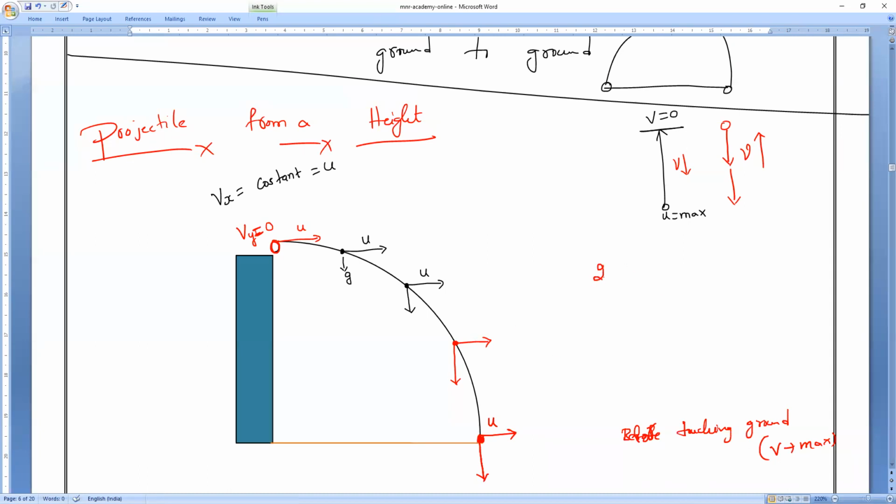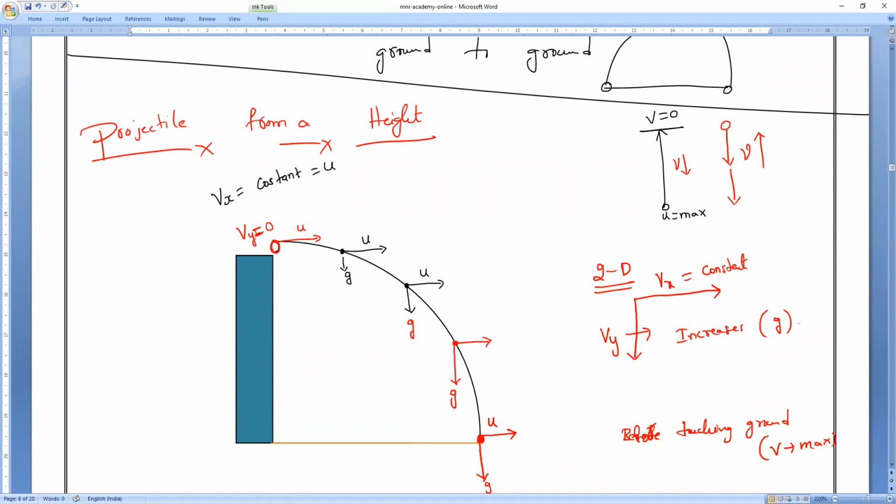Now, how many dimensions are we studying? X and y, two dimensions. One is y direction, another one is x direction. So V in x direction always remains constant. As the ball is coming downwards, the velocity keeps on increasing. Does the velocity increase or decrease? It increases.